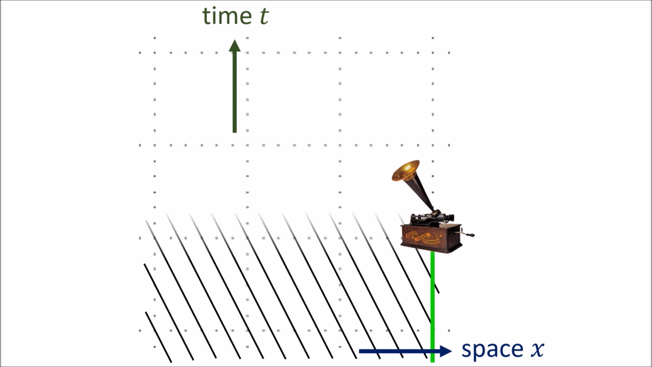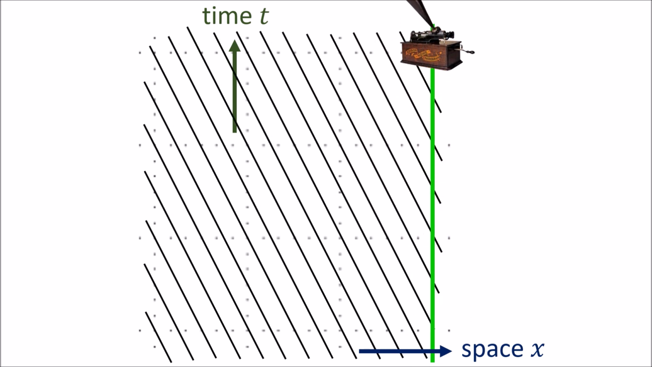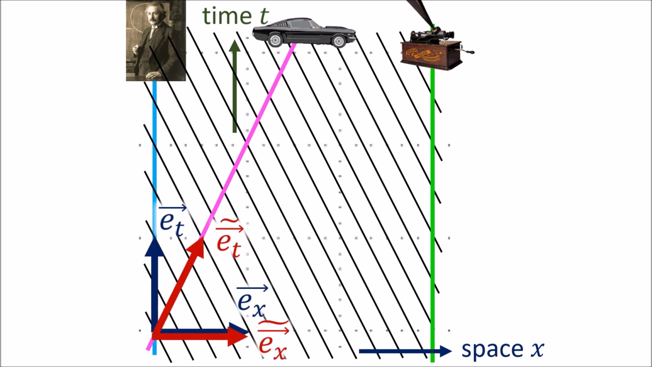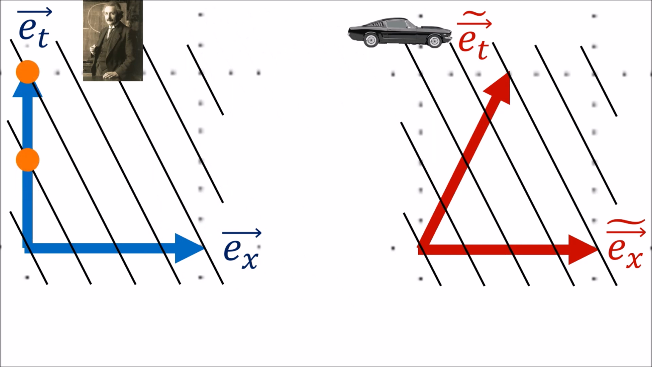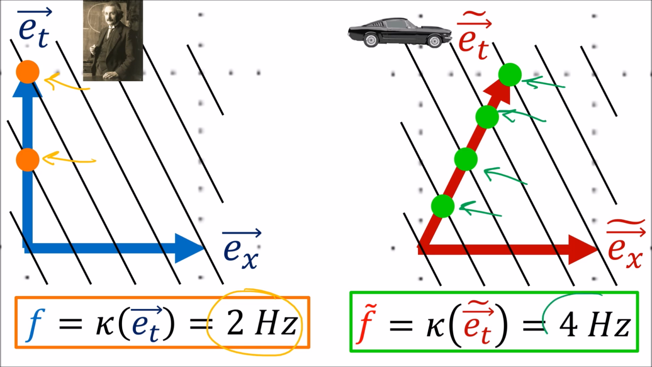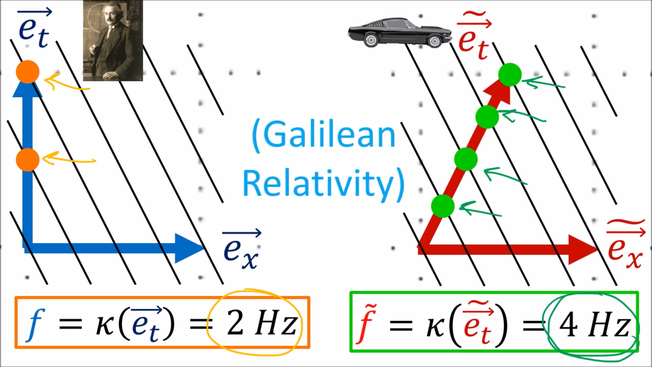If we have a sound source creating a wave in space-time, we can measure the sound wave's frequency in different frames just by counting how many covector surfaces are pierced by a reference frame's unit-length basis vector. For example, Einstein's time basis vector pierces 2 wave fronts, so he observes a wave with a frequency of 2 Hz. But the car's time vector pierces 4 wave fronts, so it observes a frequency of 4 Hz. This is according to Galilean relativity, where we only tilt the time axis to change between inertial frames.